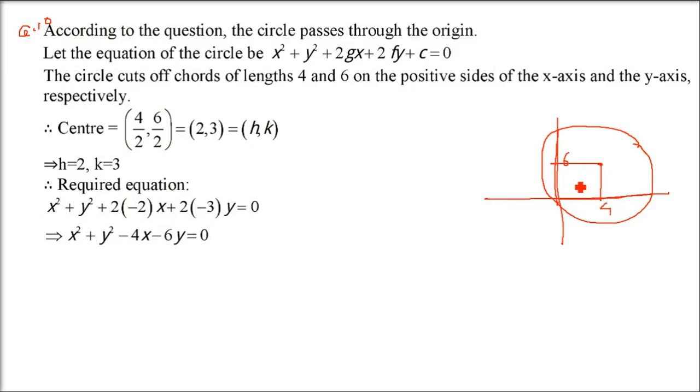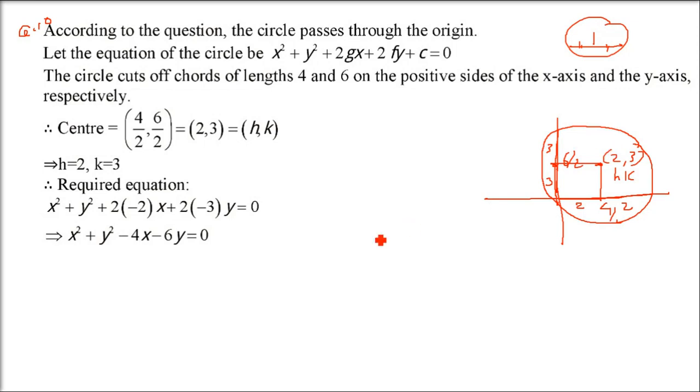Chords. So whenever you put a perpendicular from the center, it will divide it into two parts. So these are two parts. It is 6, so it is 3 and 3. This is 2 and 2. So I'm doing 6 by 2 and 4 by 2. If you drop a perpendicular from the center, it divides the chord into two equal parts. So if you see, x coordinate is 2 and y coordinate is 3. So your center is 2 and 3. Basically h and k you have.